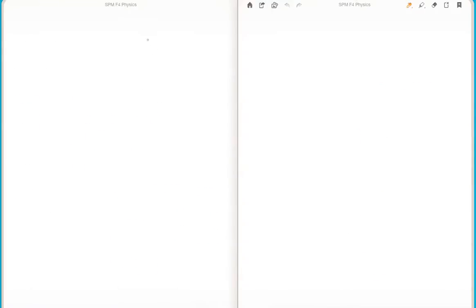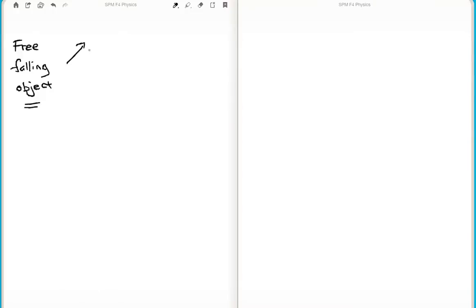Now, from your book, there is also something that you should have read, but just in case you have missed it out, something called free fall. Free falling object. Okay, what does it mean by free fall? Free fall occurs when the object is under the force of gravity.